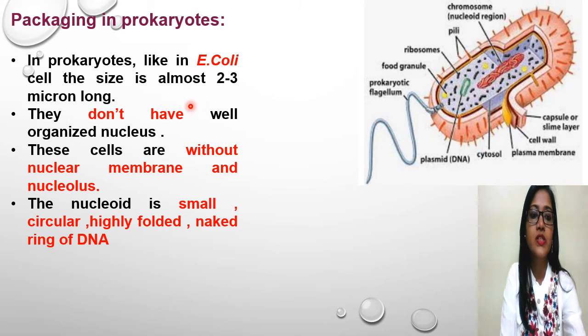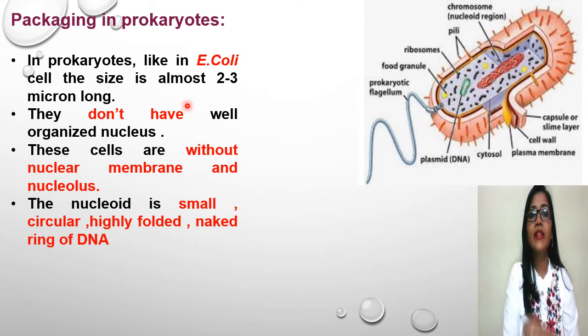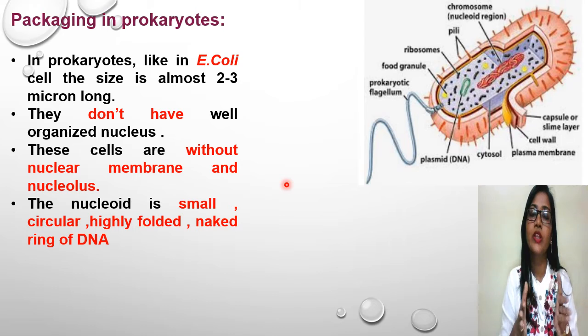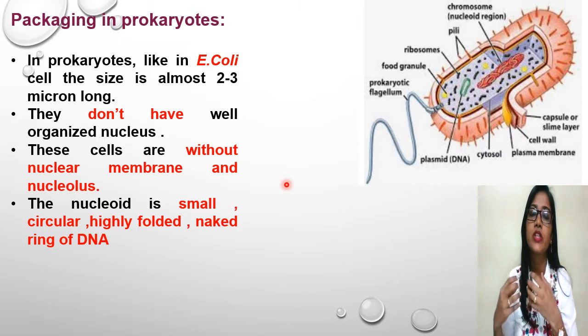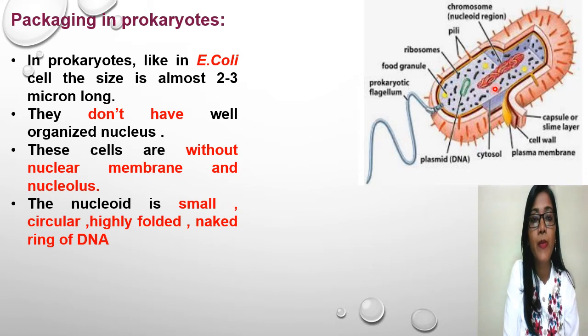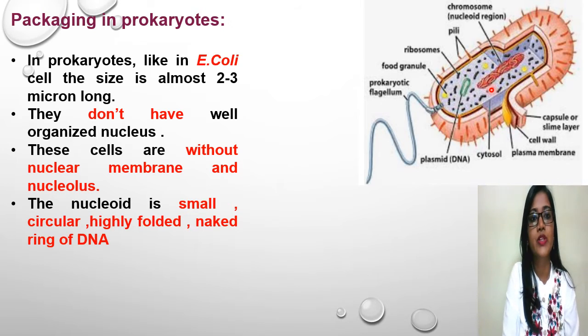In prokaryotes, like in the E. coli cell, that is Escherichia coli, the cell size is almost 2 to 3 micron long, and they don't have a well organized nucleus, as you have studied in the eukaryotic cell structure. In the eukaryotic cell they have a nucleus where the chromosome, or the genetic material, is fitted inside. They don't have a well organized nucleus, so there is no separate compartment for the DNA. These cells are without nuclear membrane and nucleolus.